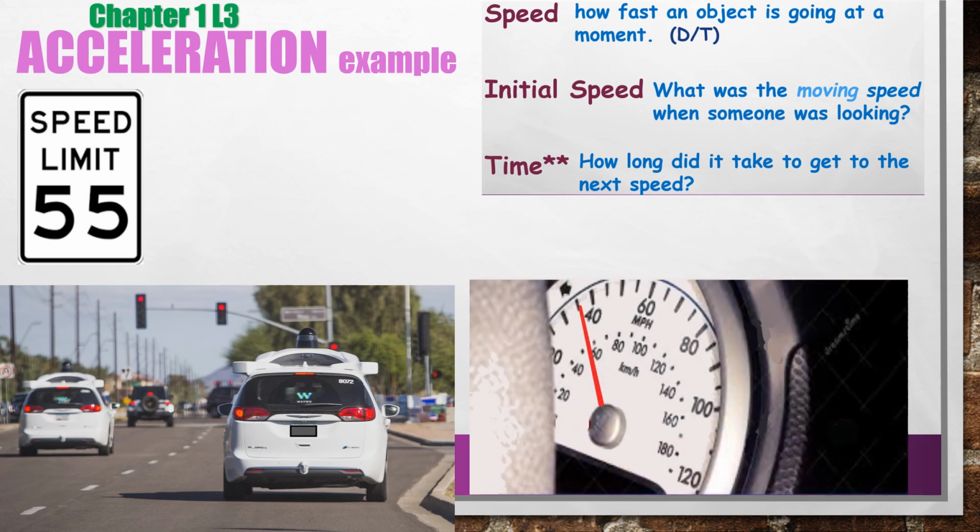As we look down, we're going 35 miles per hour as we are slowing down also. So at 35 miles per hour, that's going to be what we refer to as our initial speed.